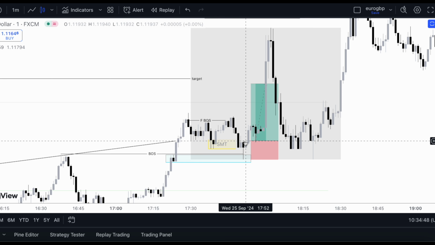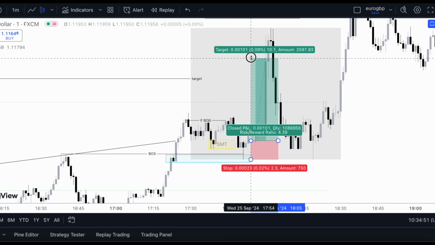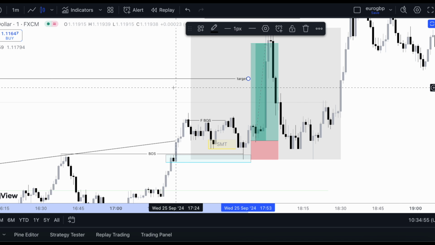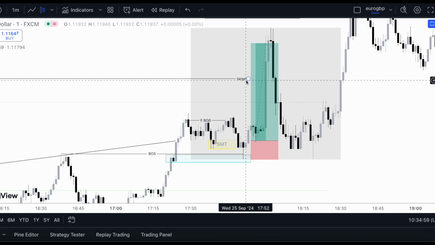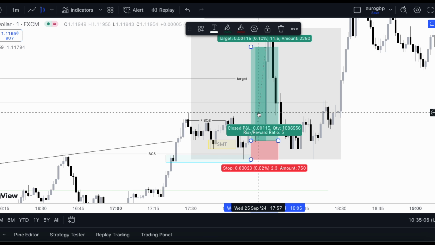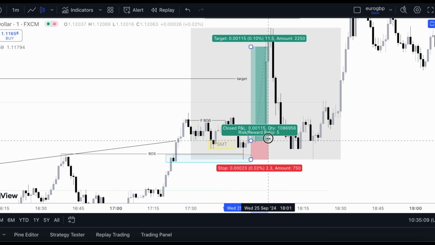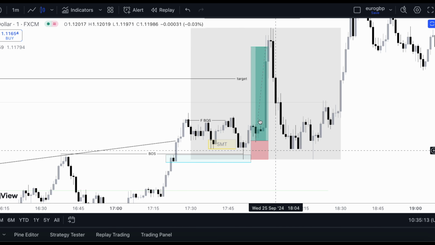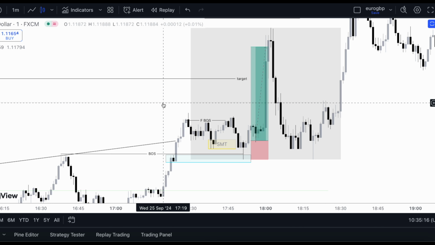So the market taps into this POI and goes up, takes out last week's high. My target was this high, but I manually closed this trade around here, approximately 5 hour. So this was the first trade for 5 hour. I closed 100% of my positions over here.